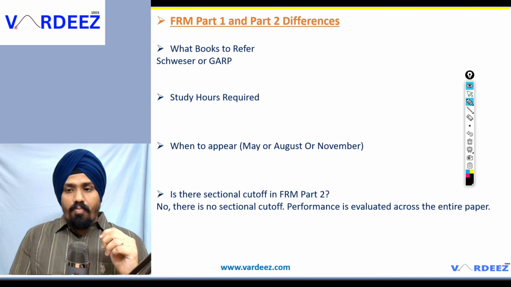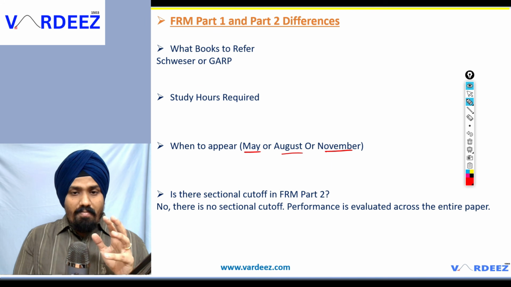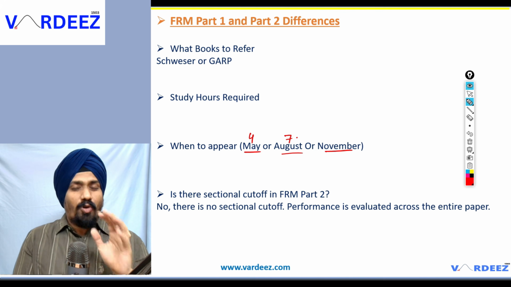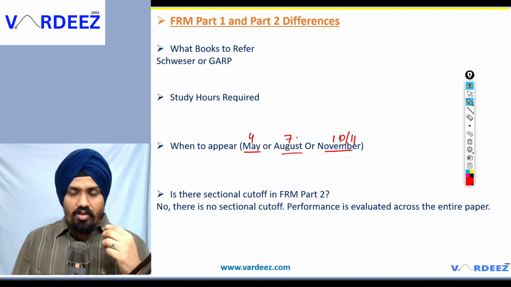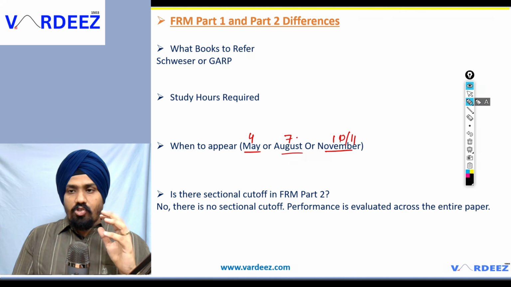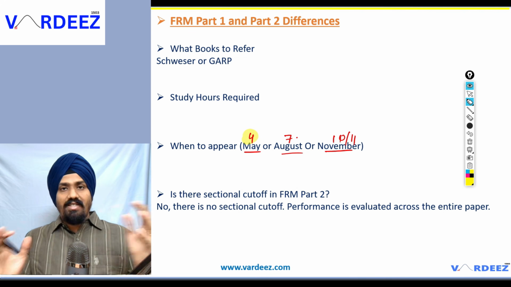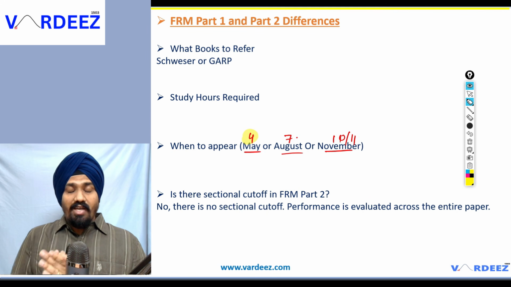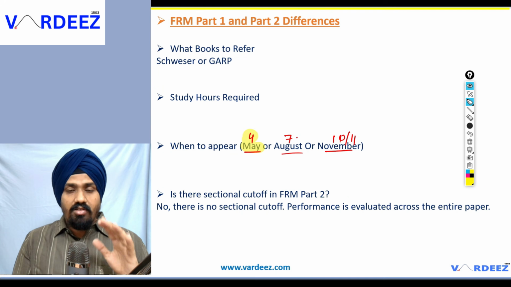All right, when to appear? This is a major question, right? May, August, or November? If I talk about May 2026, you have approximately 4 months. For August, you have approximately 7 or 8 months in hand. And for November, you have almost 10 to 11 months. So if you want to appear for the exam very quickly, keep that momentum and confidence going, and push through for the next 4 months, May is doable for you.